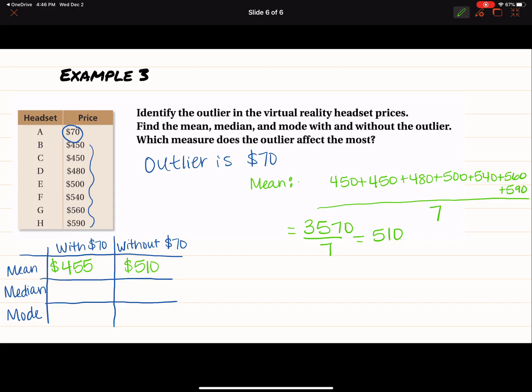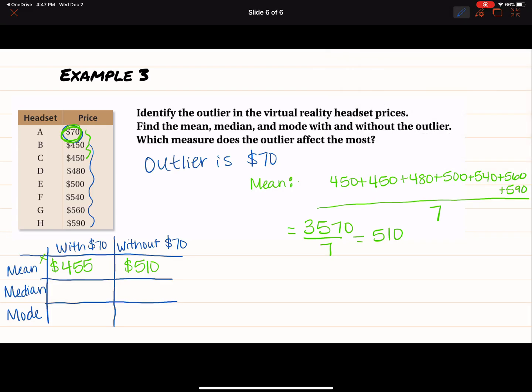Because if you look at my mean over here with the outlier, it's $455. Well, there's only 3 of these that are less than that. The other 5 are bigger than that. And this $70 is not represented by that mean at all. It's paying $70 and paying $450 for something is a lot different.